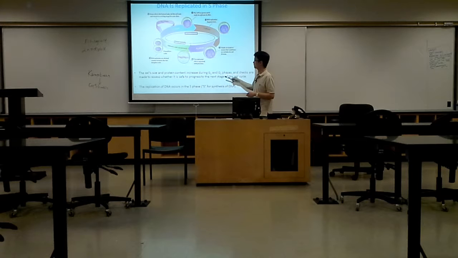It says that the size of the cell and the protein content increase in G1 and G2 phase. Why? Because after mitosis, one cell will become two. That's why the cell size needs to grow to at least double of the normal cell size, and also the protein content. That means the enzymes or whatever machinery inside the cell also have to double in number, so that after the cell division, each cell should have the normal amount of protein.